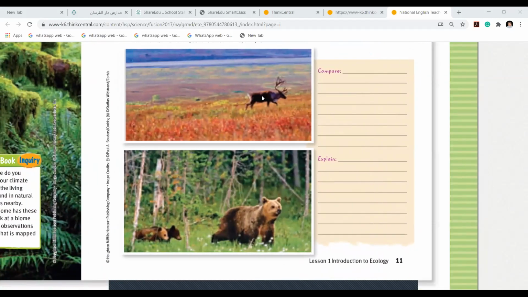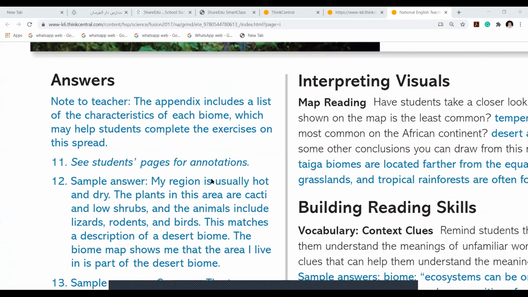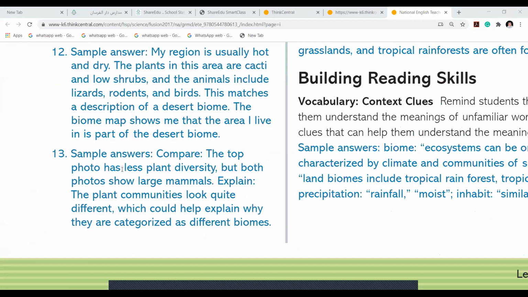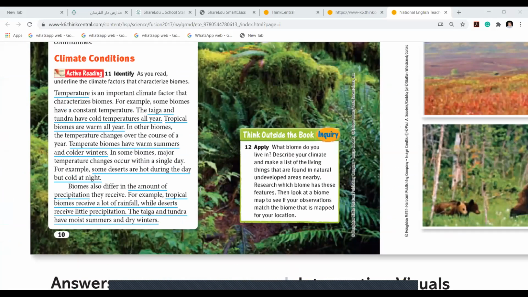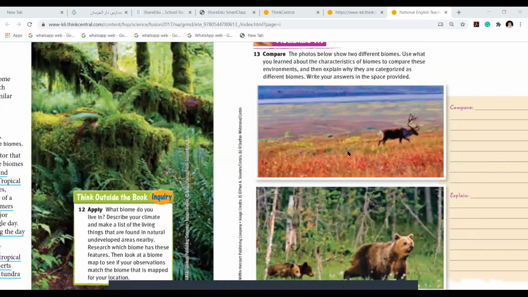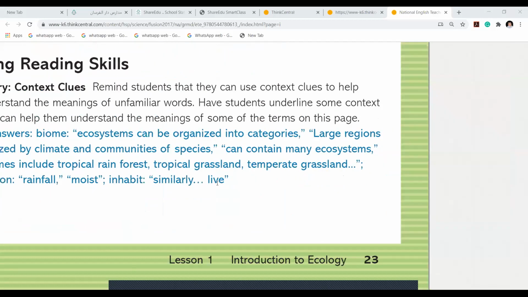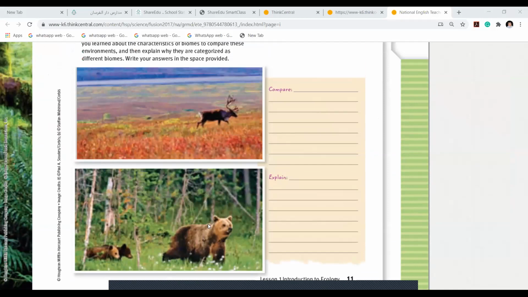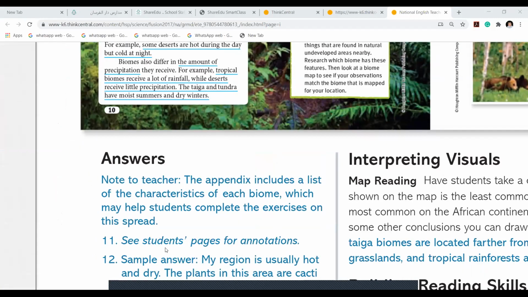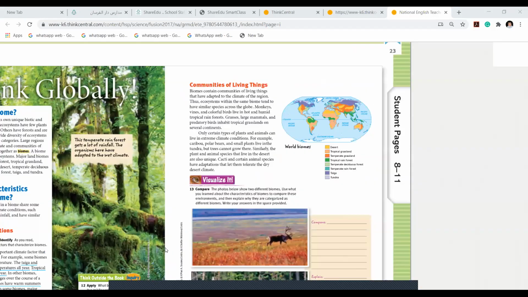So we have to compare and explain by looking at this. You have your answer here: the top photo has less plants, but both photos show large mammals. Even this is a mammal and this, but in the first picture you have fewer plants, and in the second picture you have more. Next, the plant communities look quite different, which could help explain why they are categorized as different. Are they the same biome, girls? No. Though both have large mammals, they don't have the same kind of biome. The explanation is written here, and later on you will be writing it.